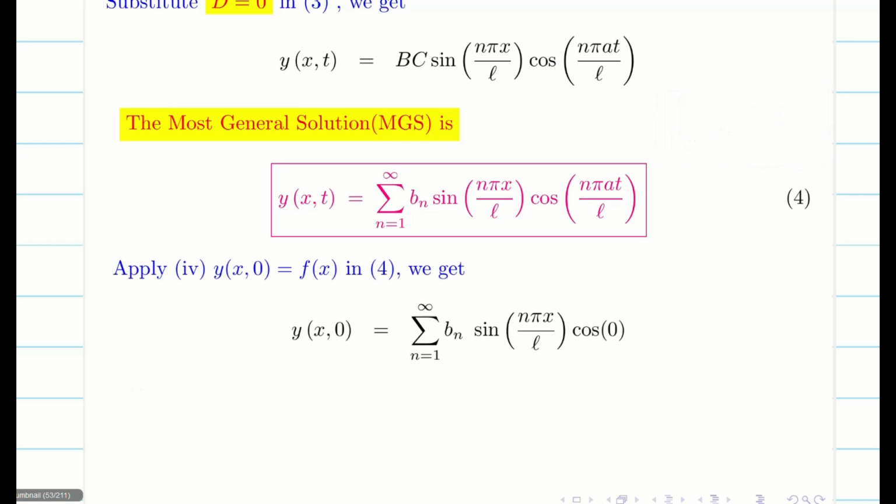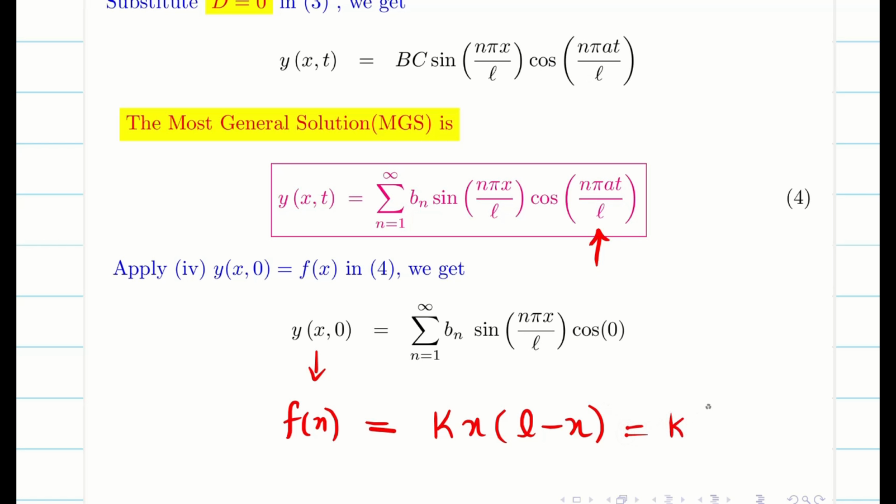Now apply condition 4 in 4. Then cos 0 will become 1 and y of x comma 0 is f of x. Now that is nothing but my question. In my question, the displacement is given as kx(L minus x). Now it is very tough for integration, so I am multiplying this x and making the problem simple. I am going to write it as k into (Lx minus x square).